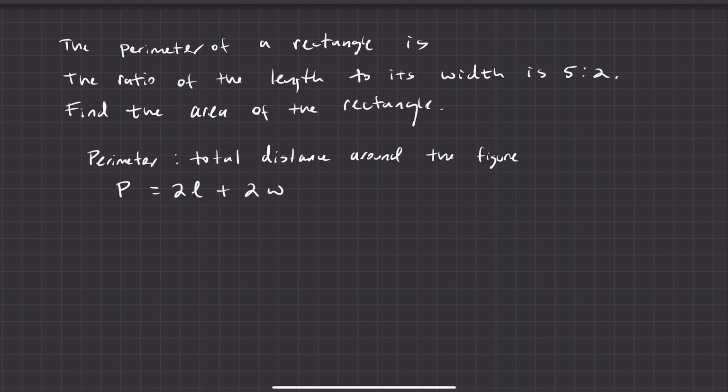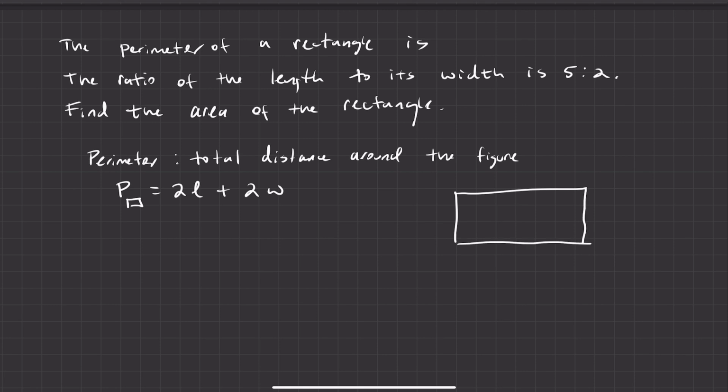Okay, so let's go ahead and take a look at this one. The perimeter of a rectangle is... the ratio of the length to its width is 5 to 2. Find the area of the rectangle. So first thing I want to make sure that we all understand the perimeter. It means the total distance around the figure. Okay, and if we're talking about the perimeter of a rectangle, that's equal to 2 times the length plus 2 times the width. So here I'm going to go ahead and draw a rectangle.